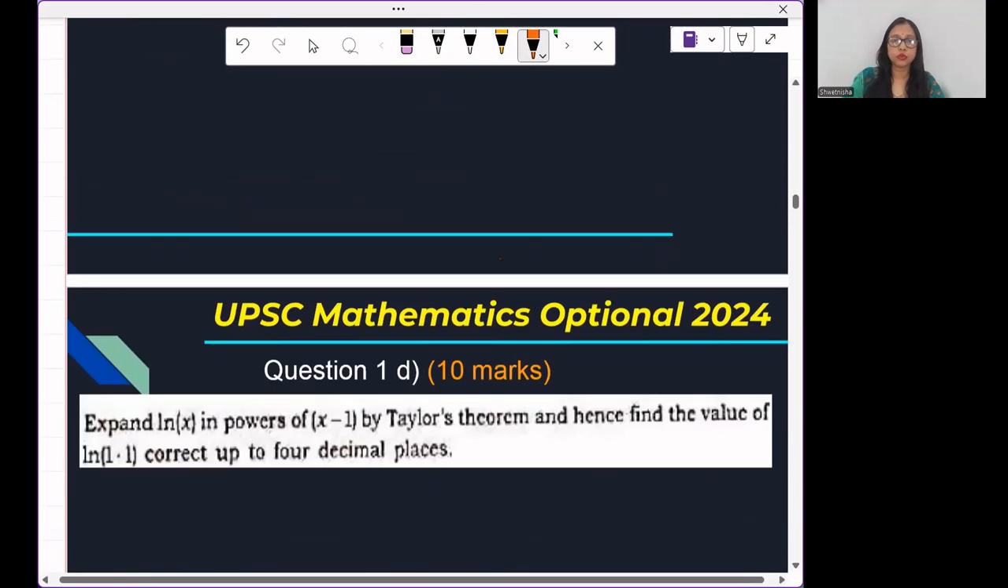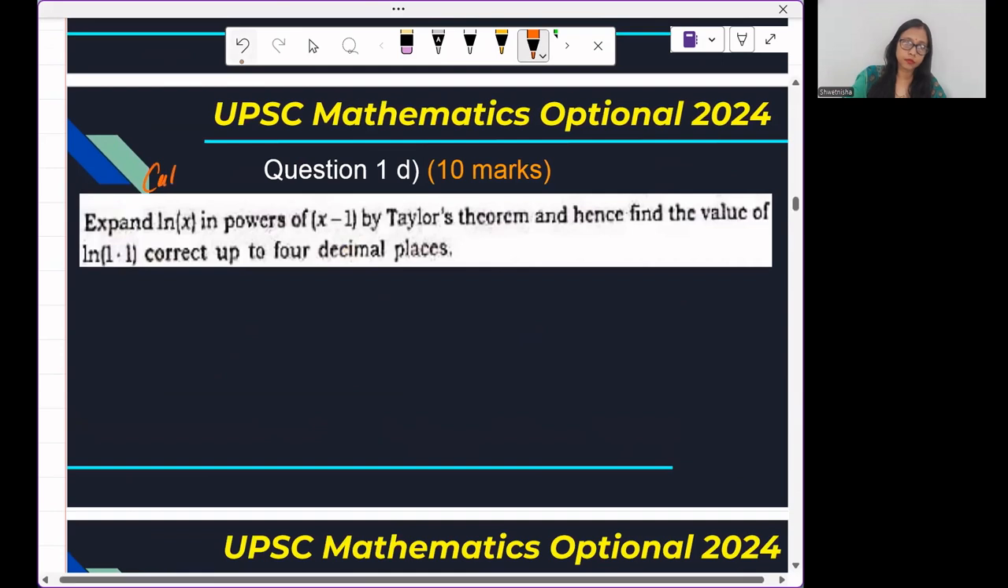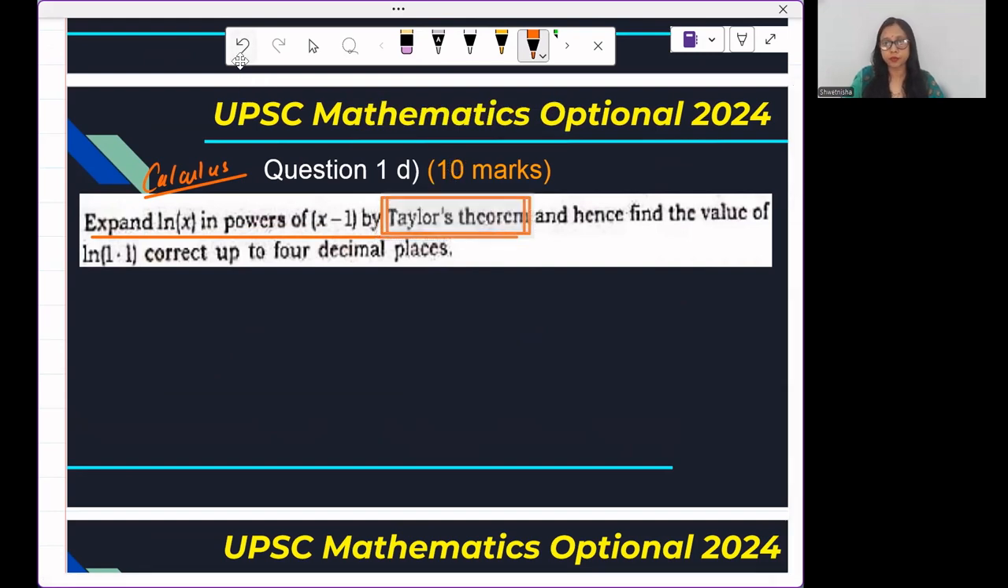The next question was also from calculus. Again, it carries 10 marks, a very easy question. Expand ln x in powers of x minus 1 by Taylor's theorem. Whenever we have a named theorem, we first state the theorem. This is called good answer writing. First, you state the theorem, even if it is not asked. Obviously you have to manage your space, but you prefer that if you have the space.